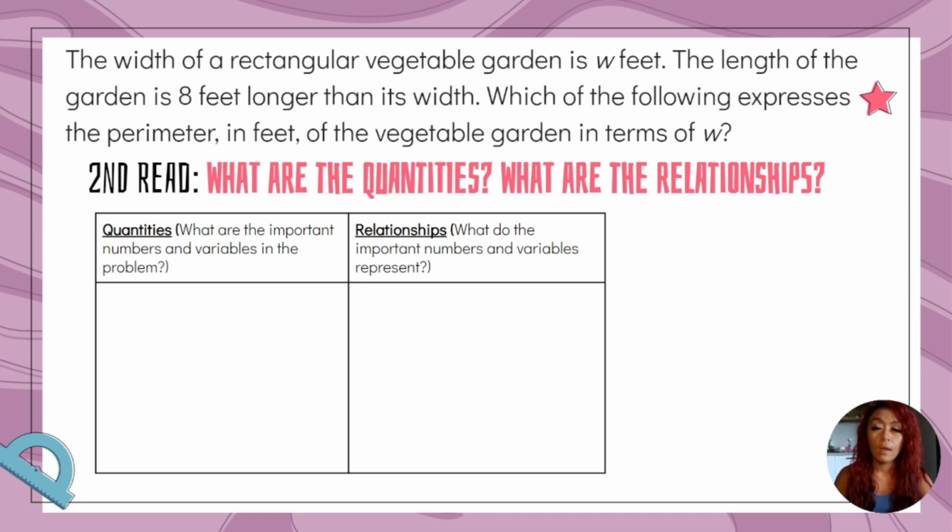So while all three reads are important, the second read is the most important read. And that's because in this read, we're going to identify all the important information that you're going to use to solve the problem. So let's identify the quantities and relationships. The quantities are the important numbers and variables. The relationships are what the important numbers and variables represent.